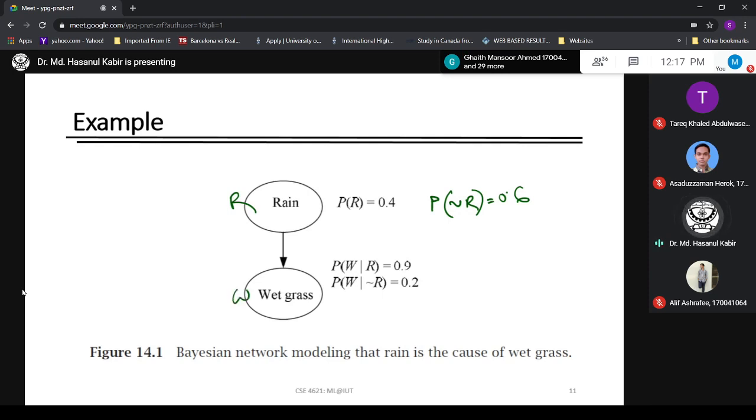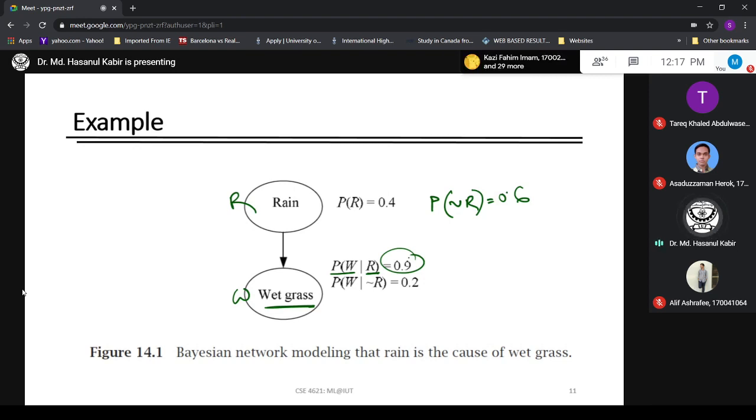If I write like this W, and since you have an arrow over here, that means the grass being wet or not wet is somehow dependent on this random variable rain. That means if it rained, what is the probability that the grass will be wet? They have given this probability, that is going to be what? 0.9. Yes.